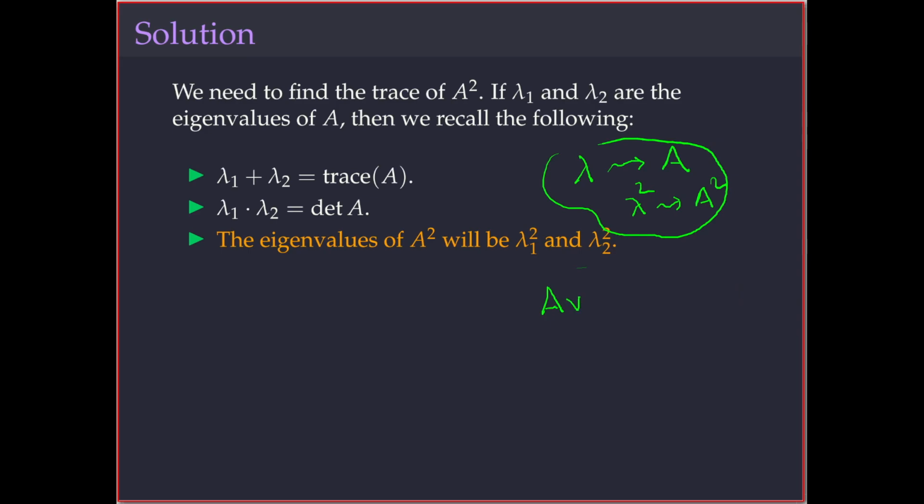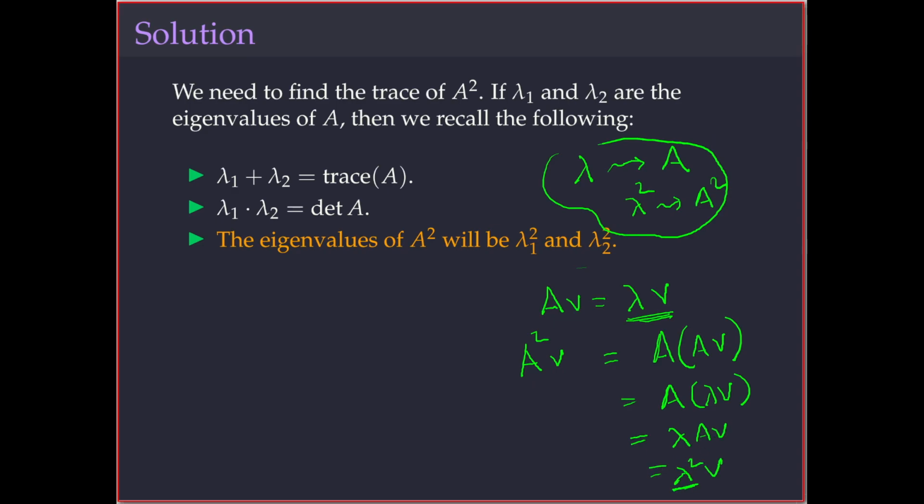You have AV equals lambda V, where V is an eigenvector. And what is A square V? I can see A square V is A times AV. Now I can write AV as lambda V. So it's like A times lambda V, and then again lambda I can take out, then again AV, which equals lambda square V. Okay, so you see that the eigenvalue is getting squared, but the eigenvector remains the same. Using this property, we can solve this problem.